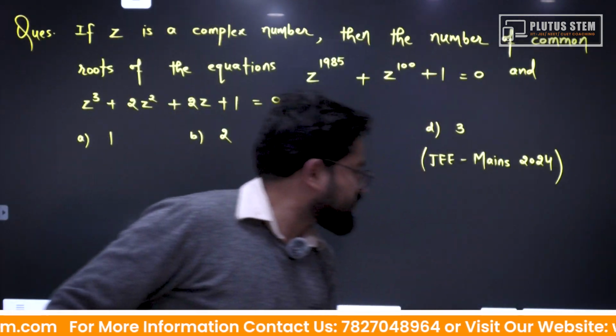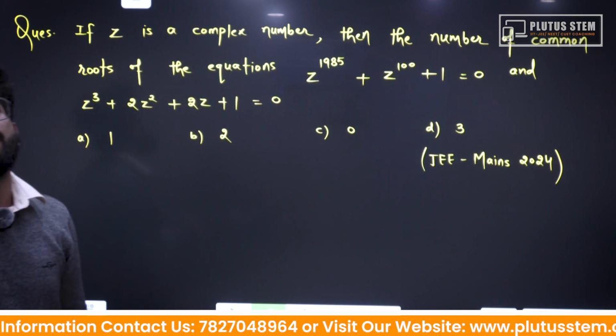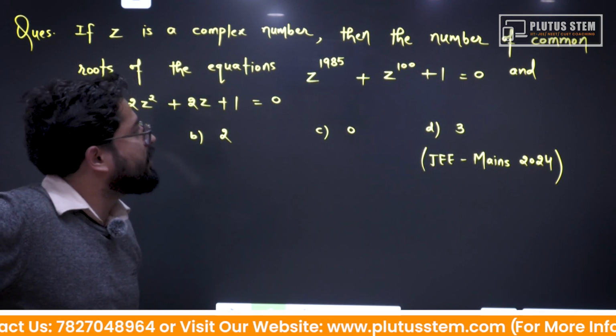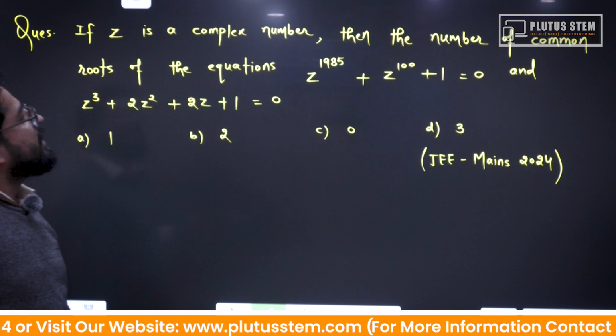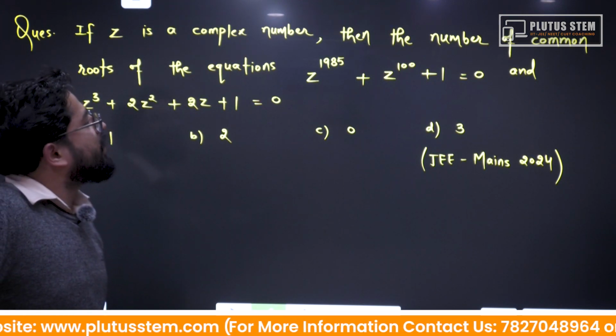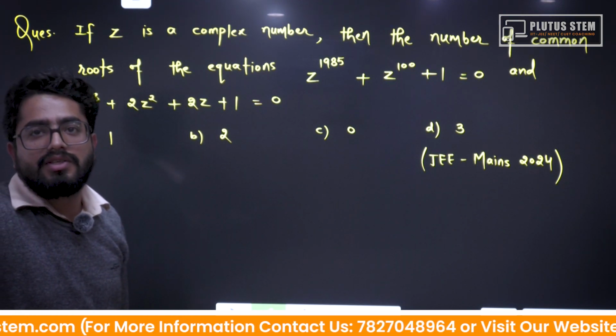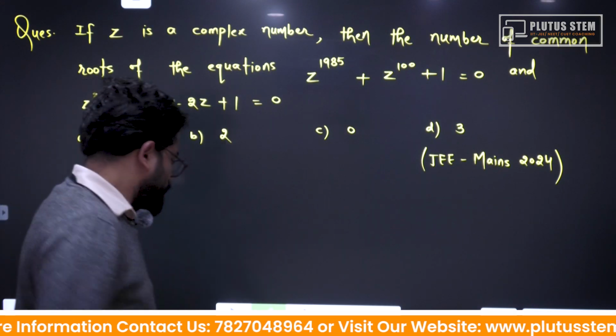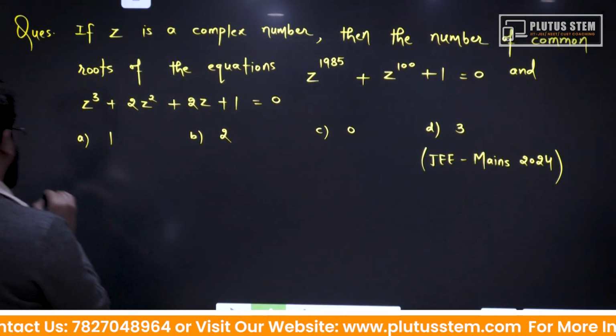Now let's discuss one question based on this, from your PYQs, that is JEE Mains 2024. The question says, if z is a complex number, then find the number of common roots for these two equations. We have to find the common roots. So how do we find this?